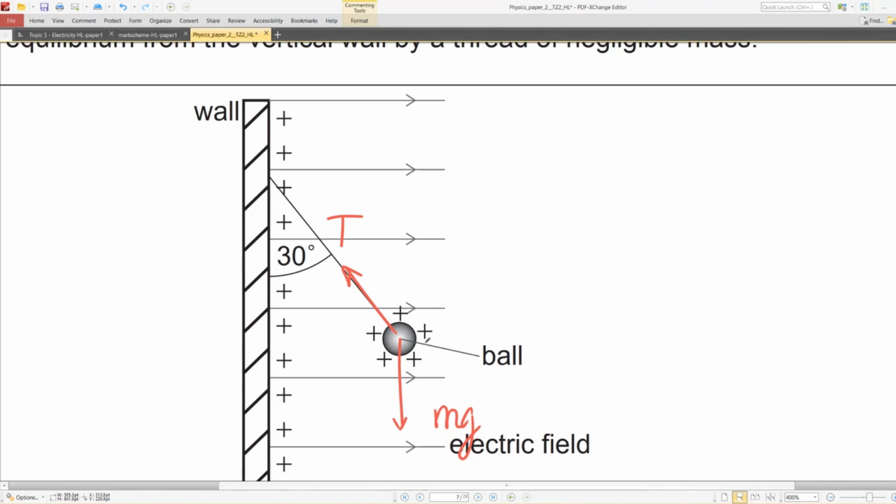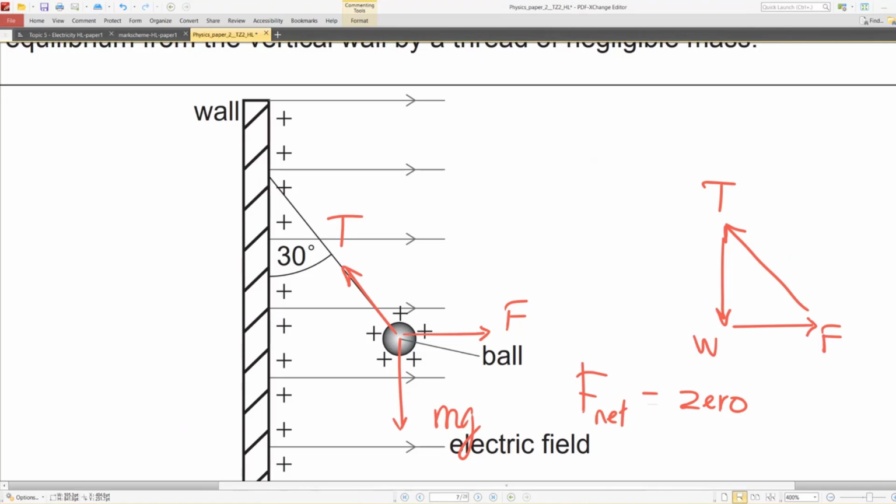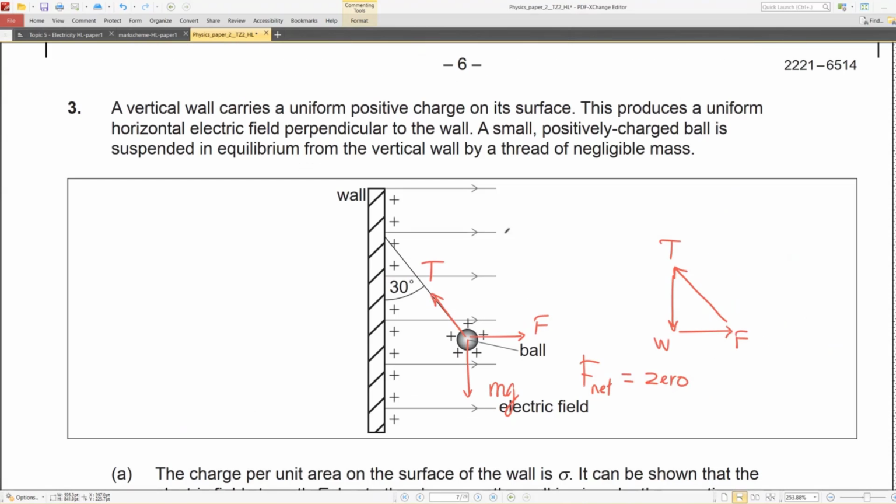This is the tension. And the third force is the electric force of the wall. The sum of the three forces is 0. Let me try to draw a triangle. This force is mg, the weight. The second force is F, and then the tension, that makes a closed triangle. The sum of the forces is 0. That is the condition for the equilibrium state. You got it?